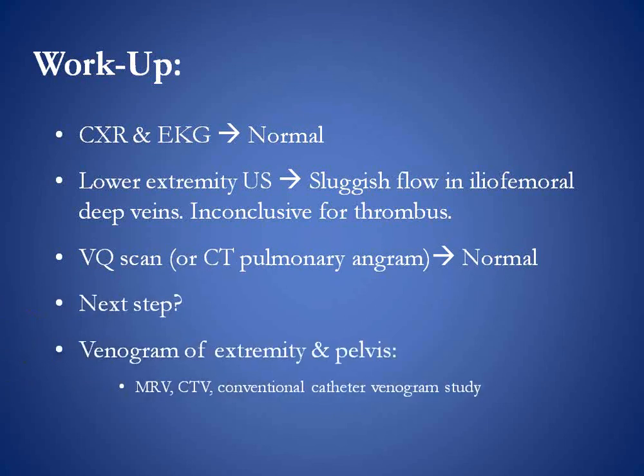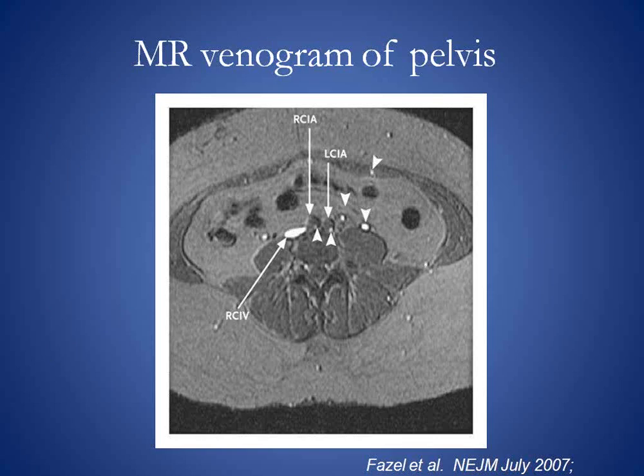I'll give you some options. You can do a venogram of the extremity and the pelvis just to try to identify the clot. So the options are an MR venogram, a CT venogram, which are both cross-sectional imaging studies, or a conventional catheter venogram study. This patient underwent an MR venogram of the pelvis.